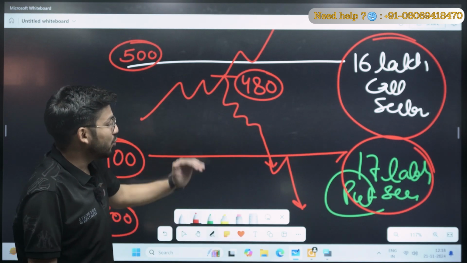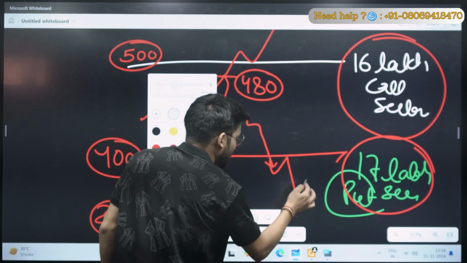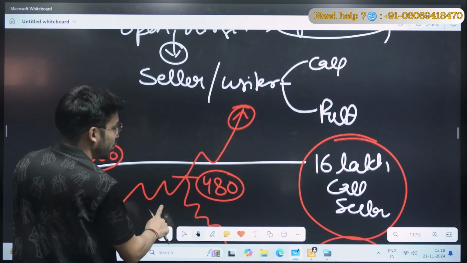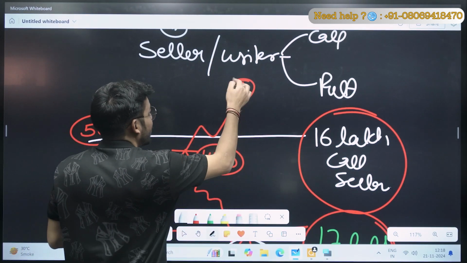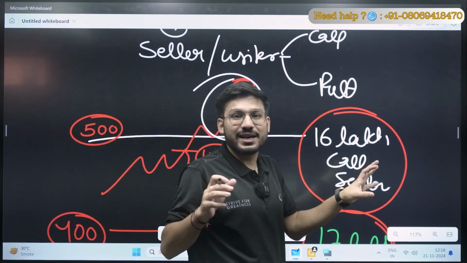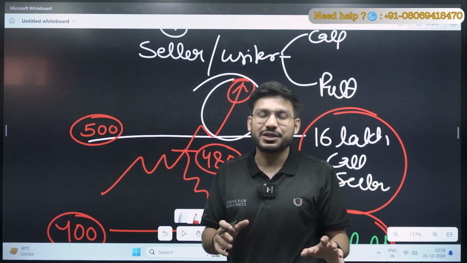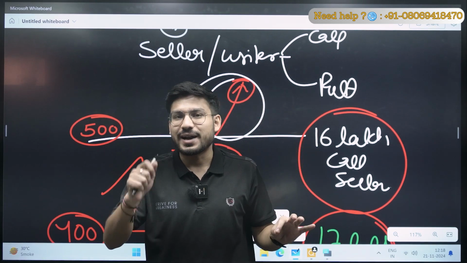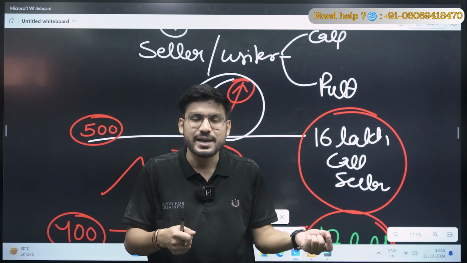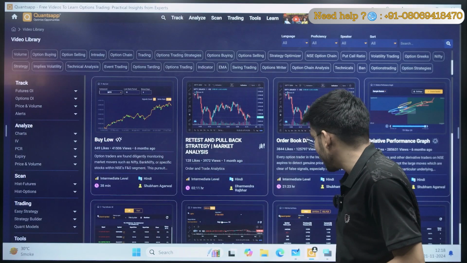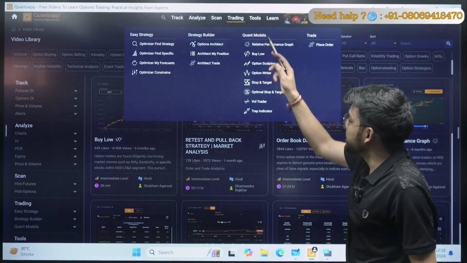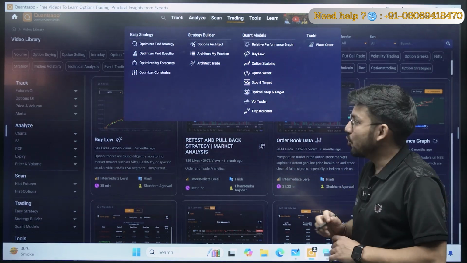Now if I want to capture this move as a buyer, how can I do so? For that there is a tool in the Quantsapp application named writer's trap. It can be call writer trap or put writer trap. So we will directly open the Quantsapp application, and in the trading section, you can see there is a trap indicator.